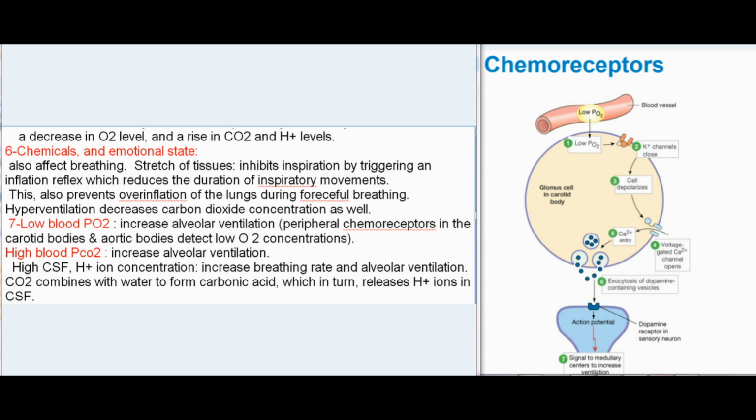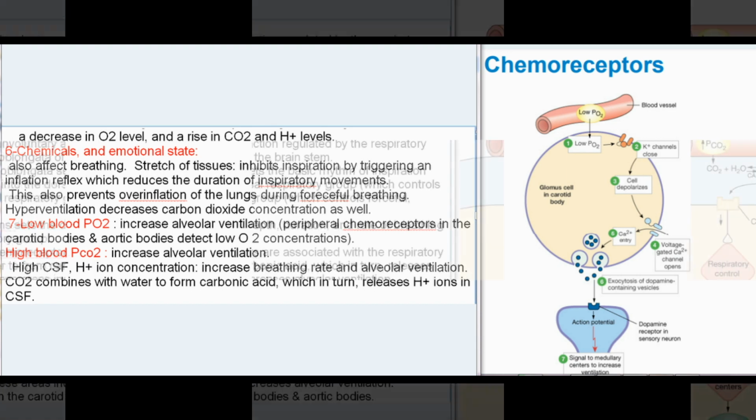7. Low blood PO2 increases alveolar ventilation. Peripheral chemoreceptors in the carotid bodies and aortic bodies detect low O2 concentrations. High blood PCO2 increases alveolar ventilation. High CSF H+ ion concentration increases breathing rate and alveolar ventilation. CO2 combines with water to form carbonic acid, which in turn releases H+ ions in CSF.